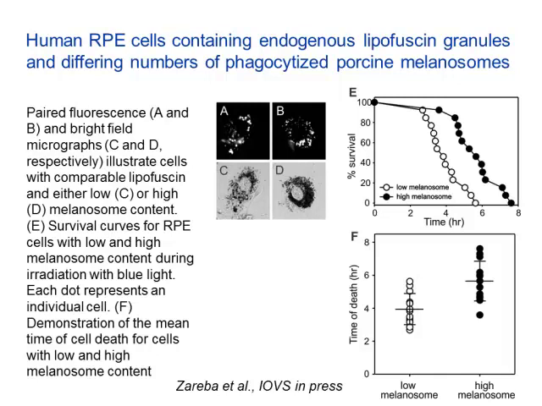The beginning of this process, the reduction in cell survival, is faster than when cells contain a higher number of melanin granules. Again, rather convincingly showing that we have a protective effect of melanin against this phototoxic effect of lipofuscin. Now, is it simply screening? Well, not exactly.